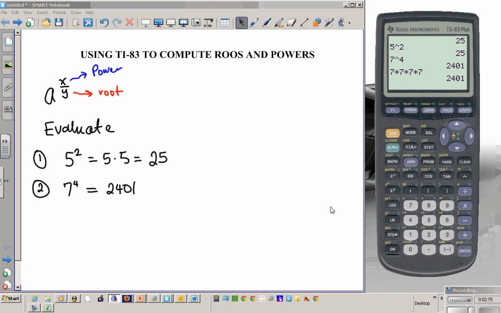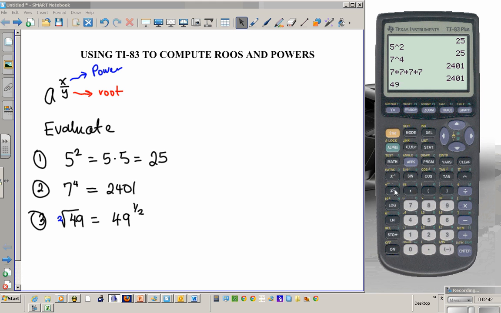Alright, now, what if you wanted to take a root? Let's say you wanted to take the square root of 49. This is an exponential expression too, right? It's just 49 raised to the 1/2, because there is a 2 here, and that's a root, and the root is the denominator. So we're going to raise 49 to the 1/2 power.